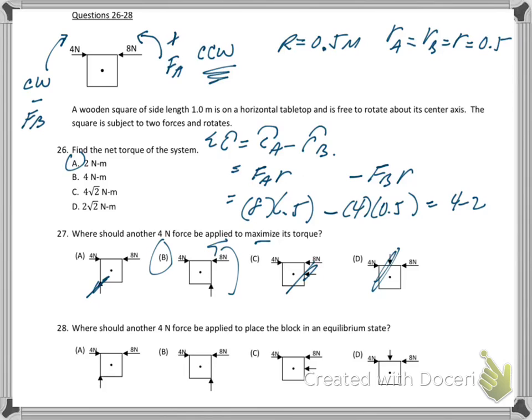Number 28, where should another 4 Newton force be applied to place the block in an equilibrium state? Well, if we apply a 4 Newton force at a radius away, that's going to give us 2 Newton meters. So we need to apply a 2 Newton meter torque in a clockwise direction. A 4 Newton force in a clockwise direction is going to give us a 2 Newton meter torque taking us clockwise, which would neutralize the net torque. So A would be our best bet.